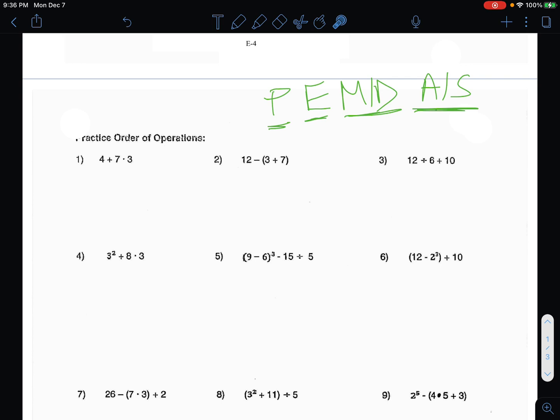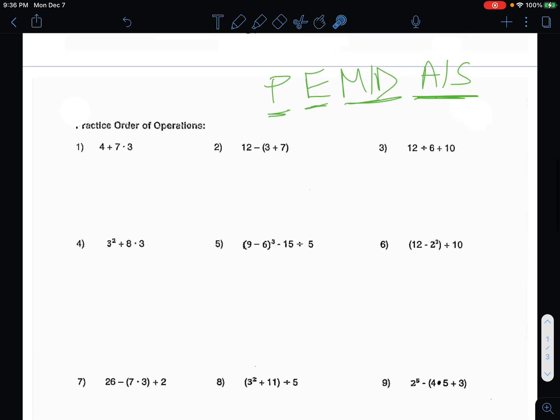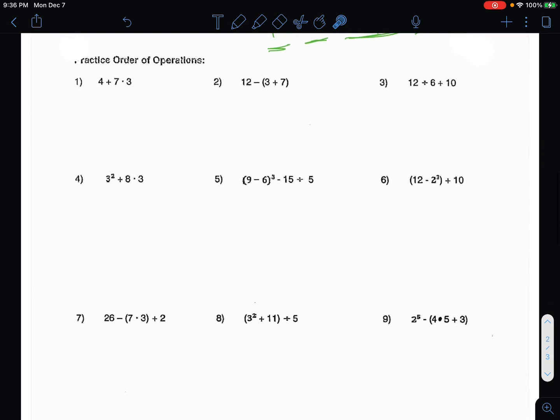Anyhow, we're going to go over some questions. We'll show you how work needs to be shown. We'll go over some easy ones and some tricky ones. So let's begin. Let's go ahead and start on question number 4.